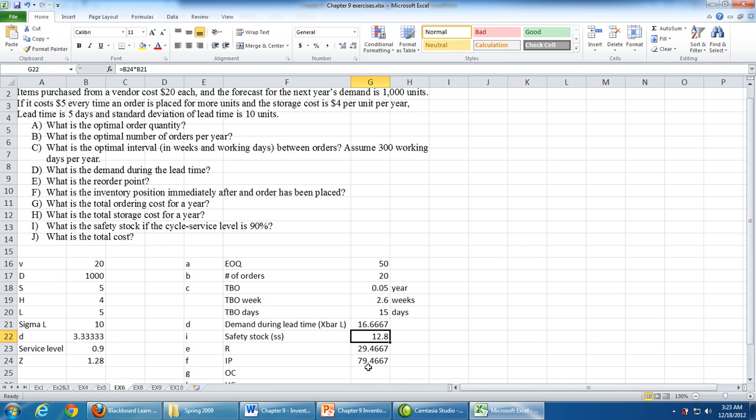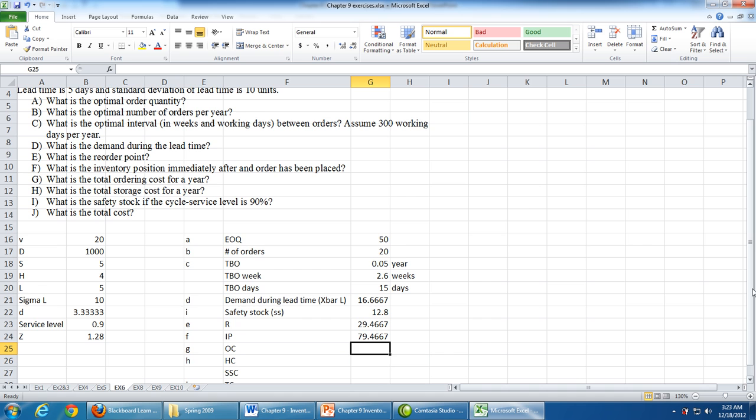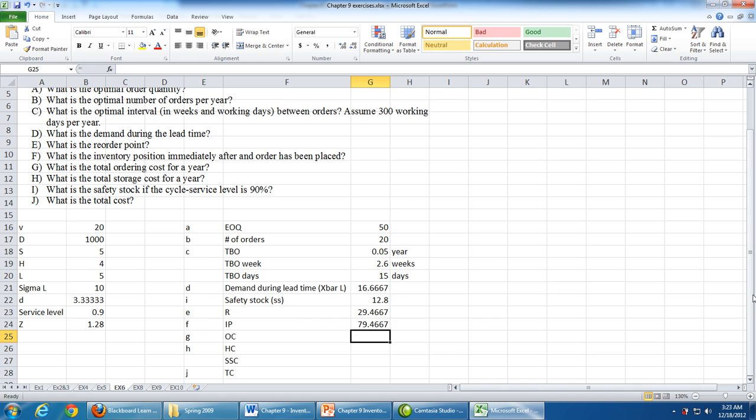Ordering cost equals D divided by Q times S. Holding cost equals Q divided by 2 times H, not times S, times H.